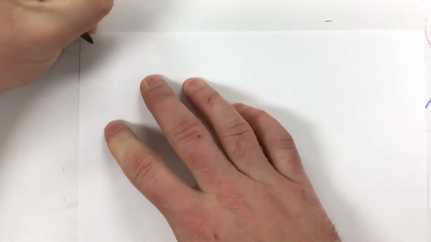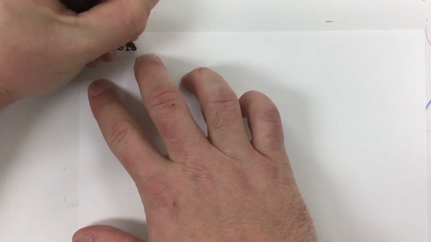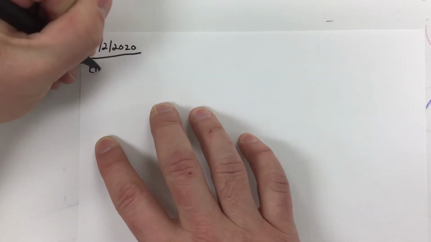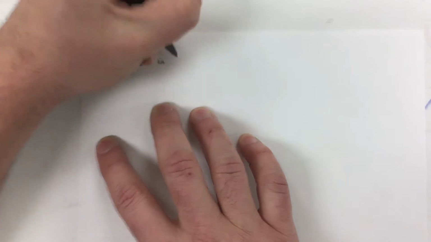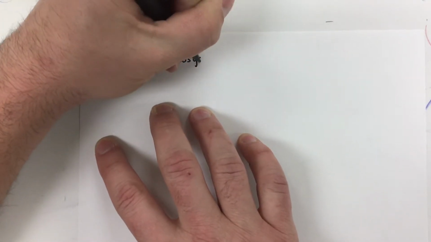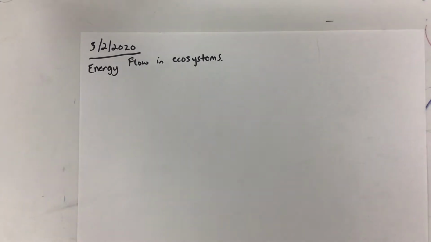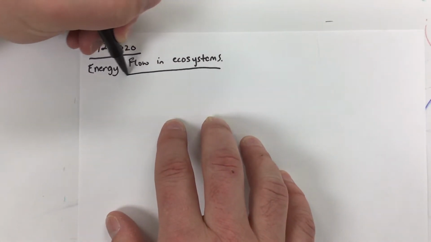All right. So today is March 2nd, 2020. And we are going to be calling these notes energy flow in ecosystems. Energy flow in ecosystems. The first thing we're going to talk about is how organisms get their energy.